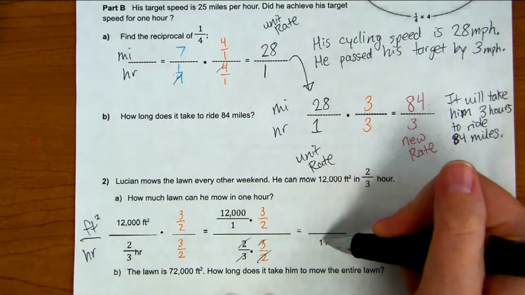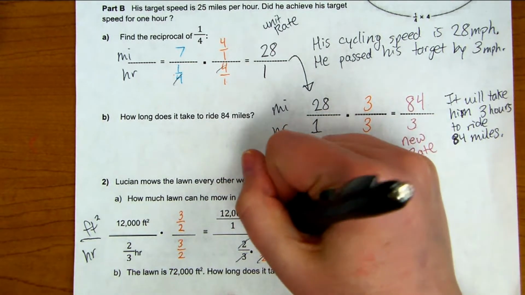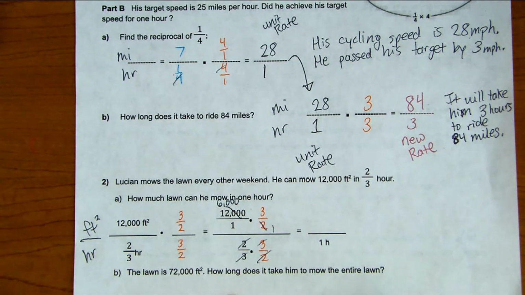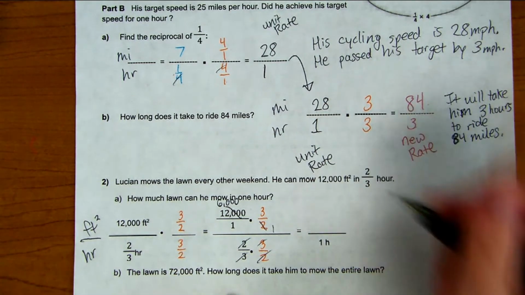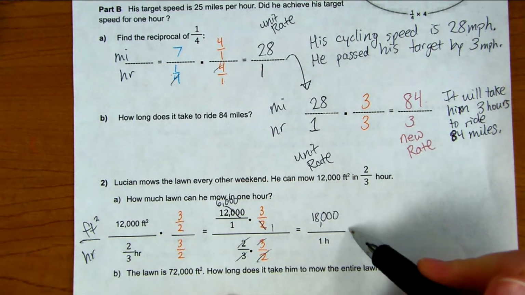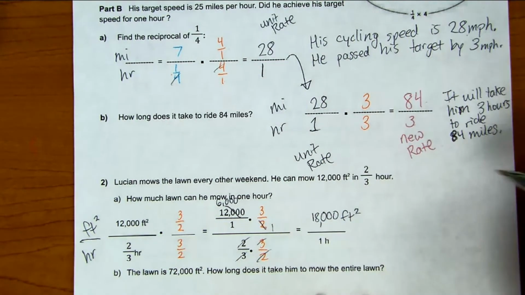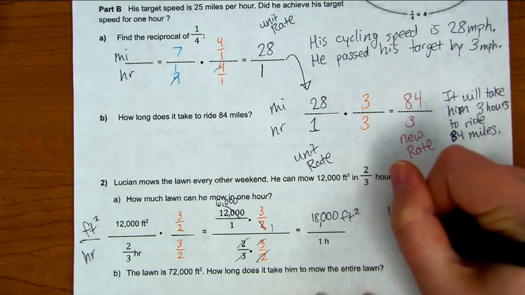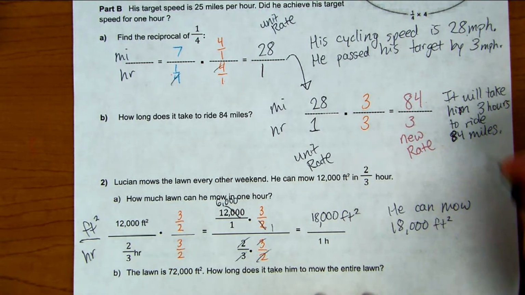In the numerator, we have 12,000 and 2. We can divide those both by 2, so we'll get 6,000 and 1. So now when we multiply across, we'll have 6,000 times 3. That'll give us 18,000 over 1 times 1, which is just 1. So we can tell that Lucian can mow 18,000 square feet in 1 hour.